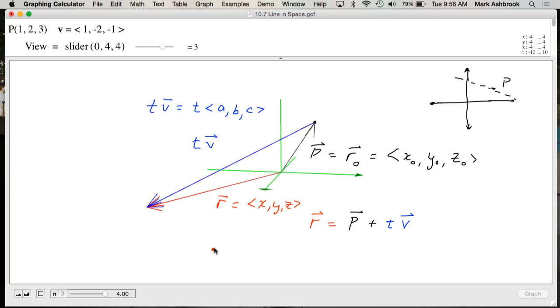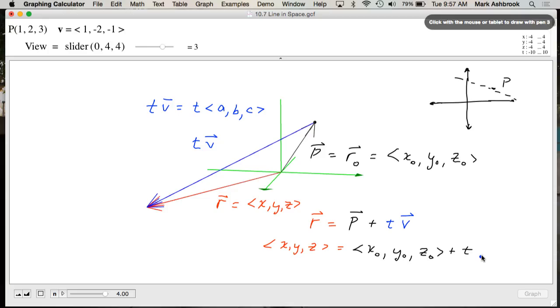So therefore, (x, y, z) equals (x naught, y naught, z naught) plus t times (A, B, C).